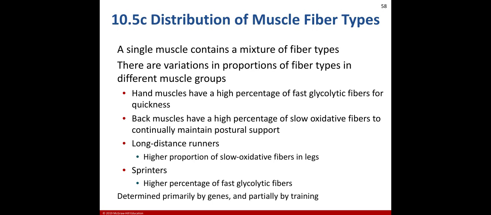If we're looking at athletes, long distance runners have a higher proportion of the slow fibers in their legs, whereas sprinters have the fast glycolytic fibers. And this can be determined primarily by your genetics, but also by training. So if you're training to run a marathon, you are changing your body to contain more of those slow oxidative fibers in your legs.